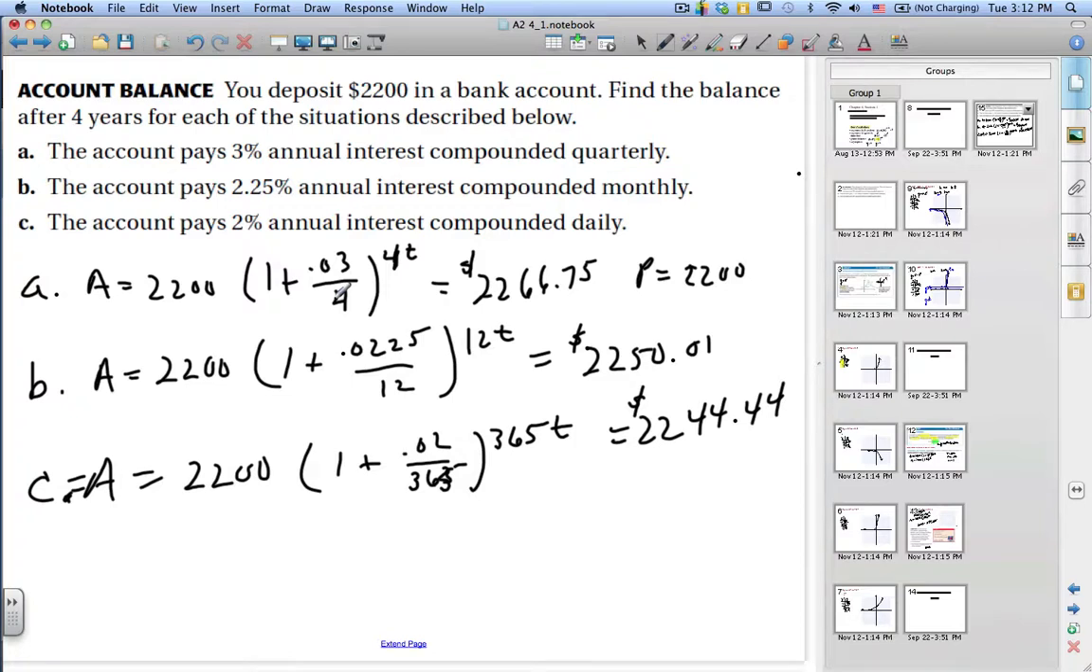Okay, so that's working with exponential growth functions. In the next section, we'll work with exponential decay functions.